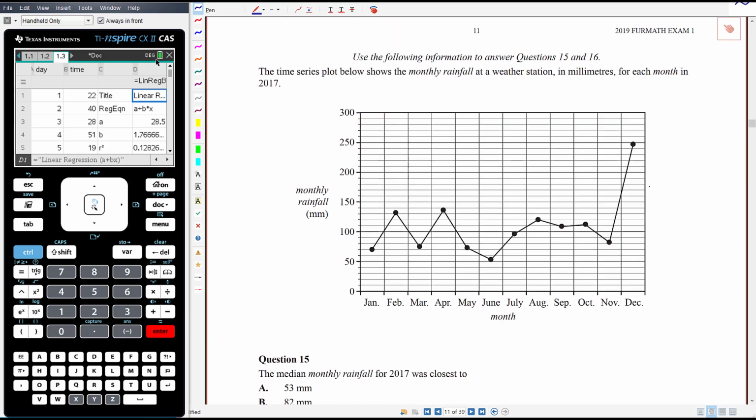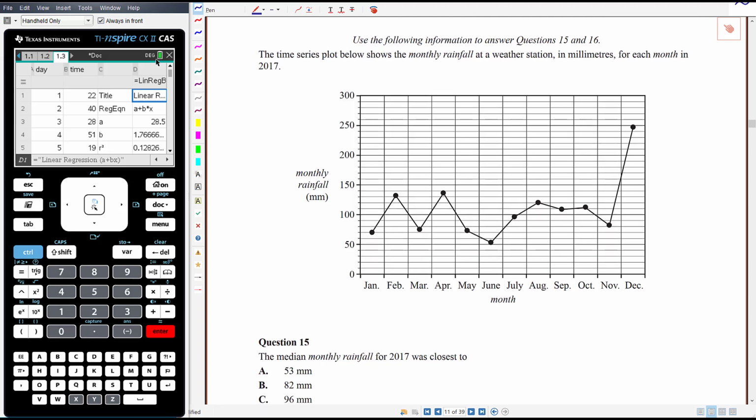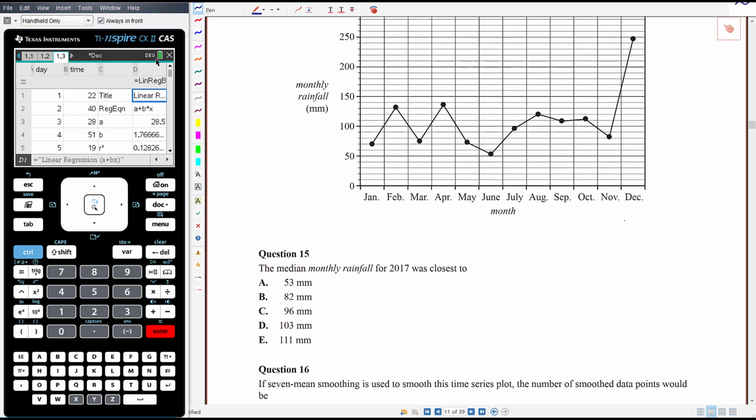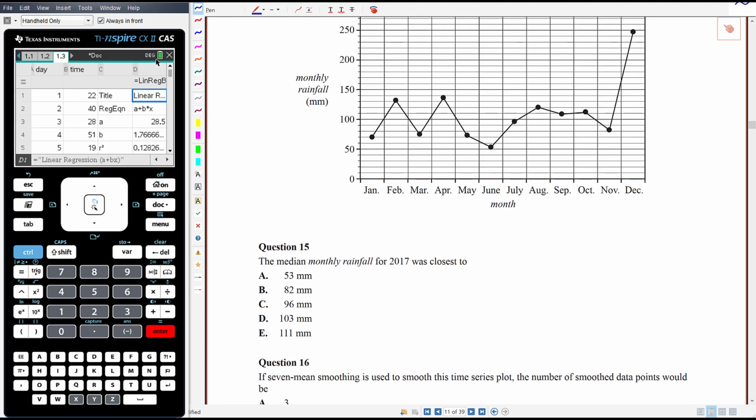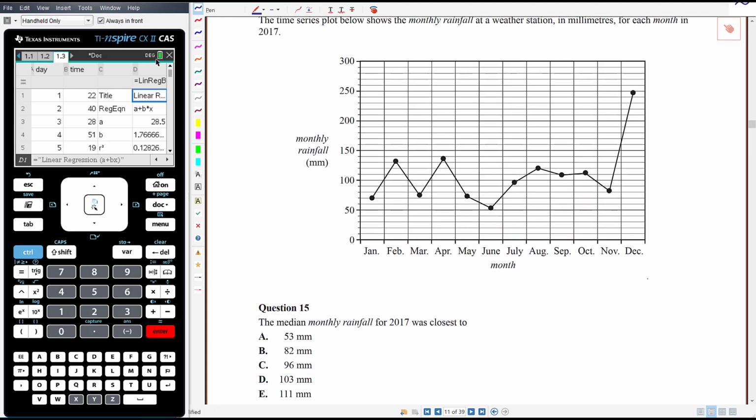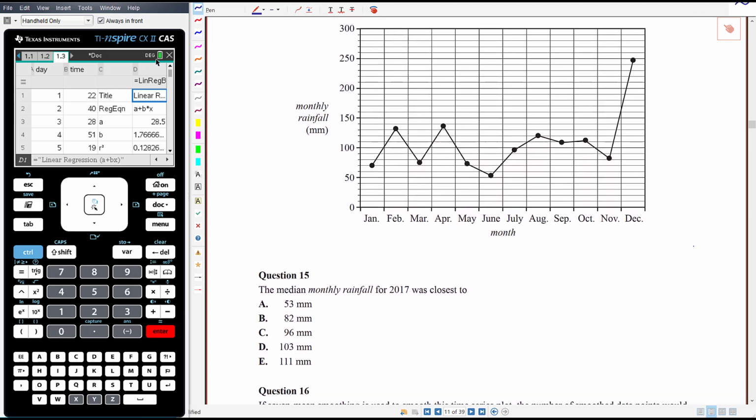Okay, questions 15 and 16. The following time series plot shows monthly rainfall at a weather station in millimetres for each month in 2017. The median monthly rainfall for 2017 was closest to. Okay, so we want to know over the full 12 months, what is the median?